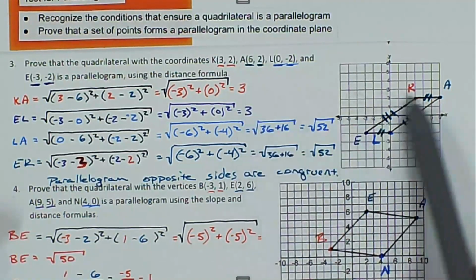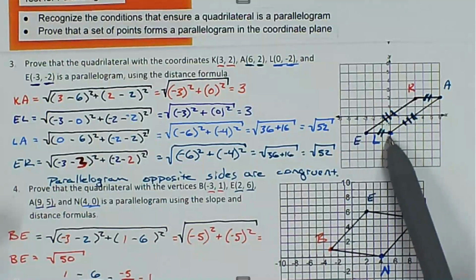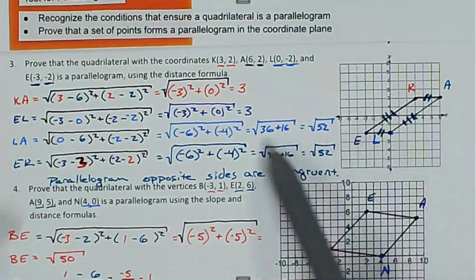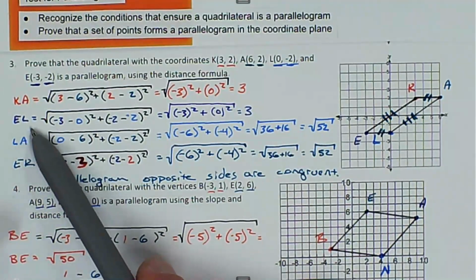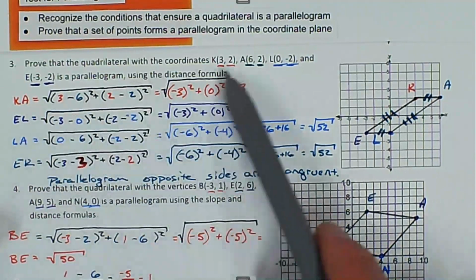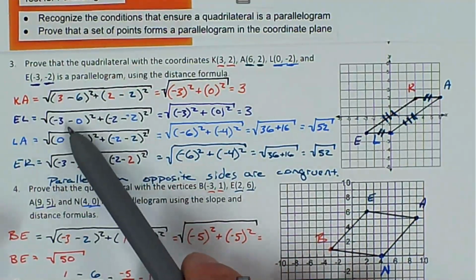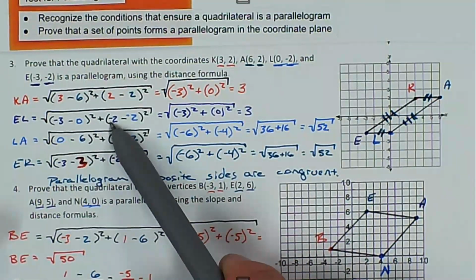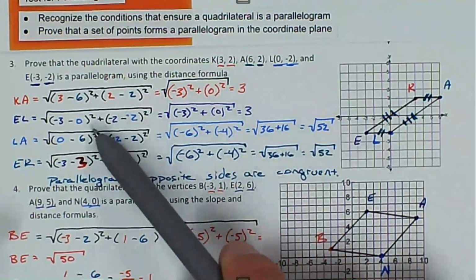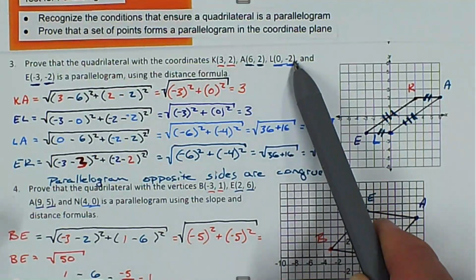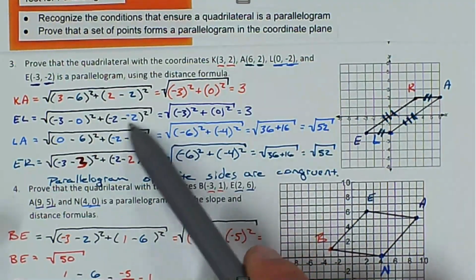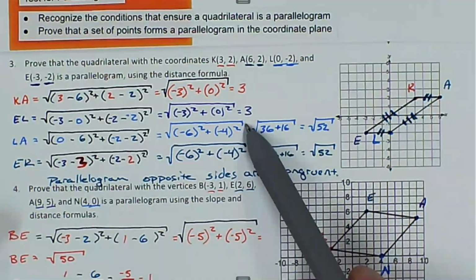So we just did KA. Now we're going to check EL. If EL is 3, then we're good to go. EL. E, the X value is negative 3, the Y value is negative 2. L, the X value is 0, the Y value is negative 2. Do the math and we get 3. So we're all set there.